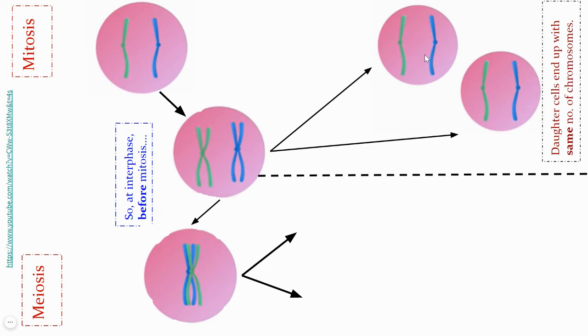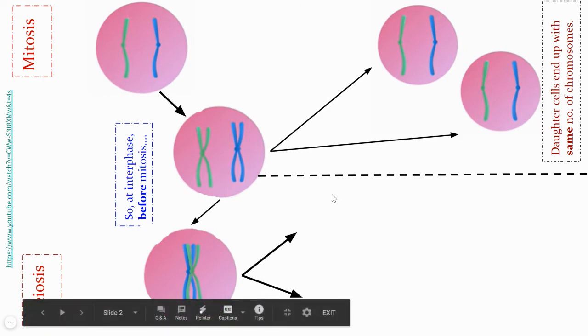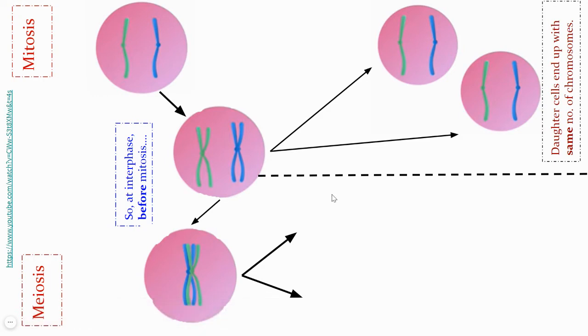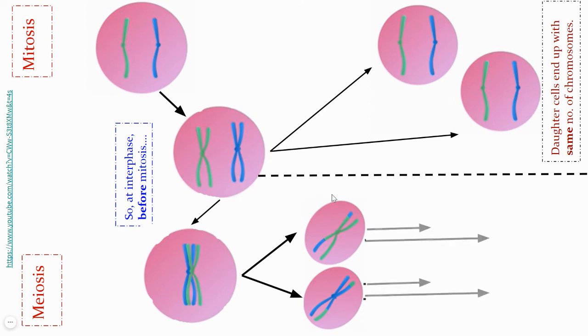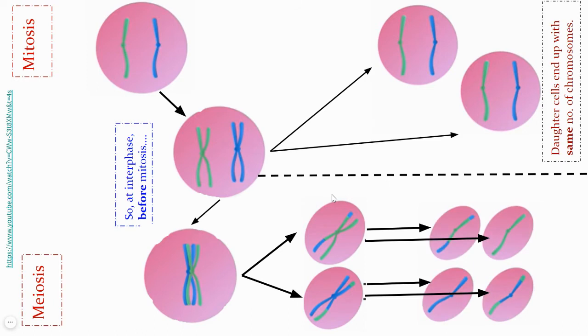In meiosis, what happens again? Before meiosis, the cell has to go through its own interphase, and it will duplicate its DNA. But meiosis involves two cell divisions. In the first step of cell division, these homologous pairs of chromosomes will exchange some segments among each other, and then they'll separate. That is the first level of division. In the second level, each of these daughter cells that we formed will now separate their chromatids. So finally, you will get four daughter cells which will have half the number of chromosomes of the parent cell.